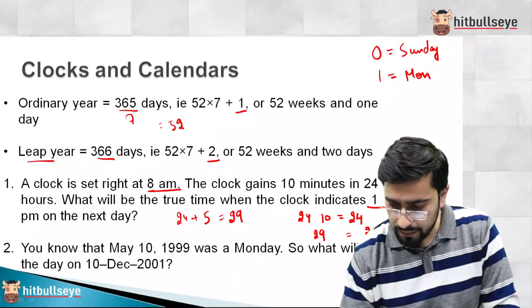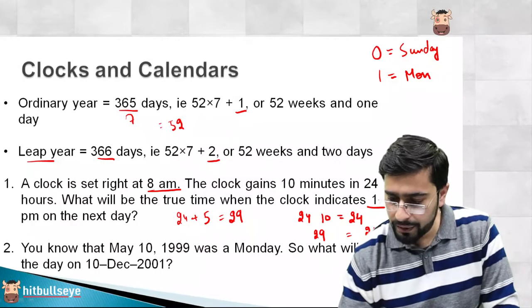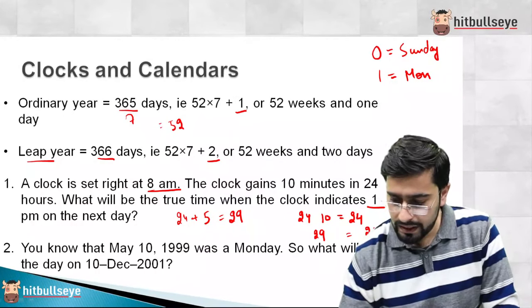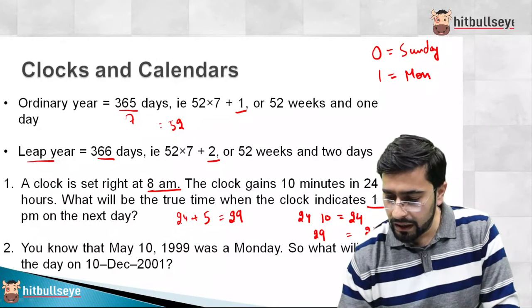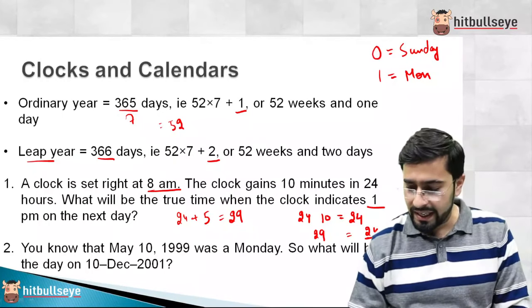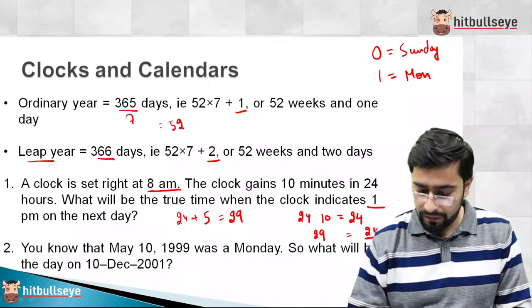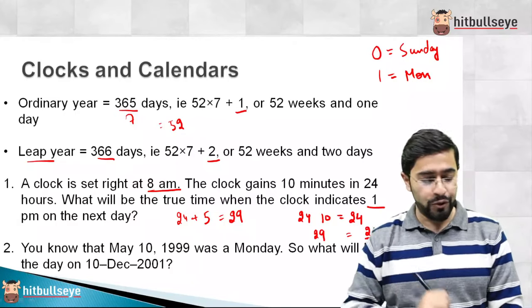So that comes out to be 28 hours and 48 minutes. So meaning that out of 29, there is a difference of 12 minutes. So when the clock indicates 1 p.m. on the next day, the real time is 12 minutes less, that is 12:48 p.m. This is how you solve the questions.